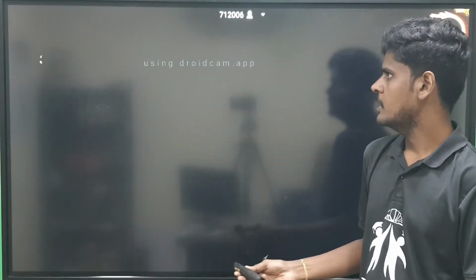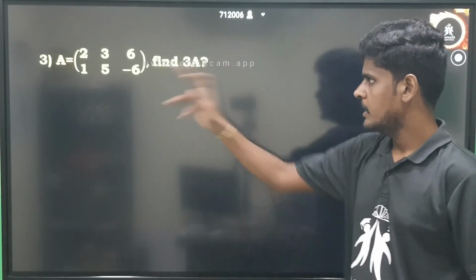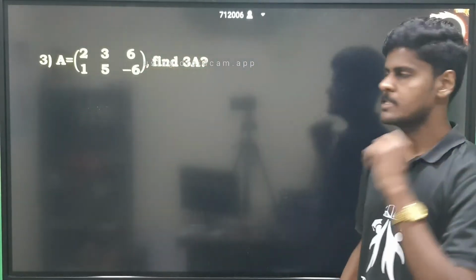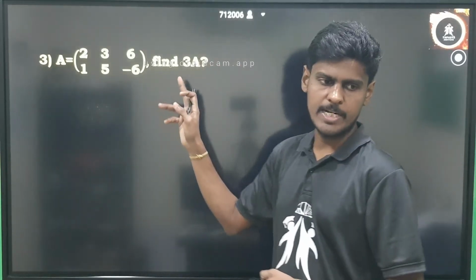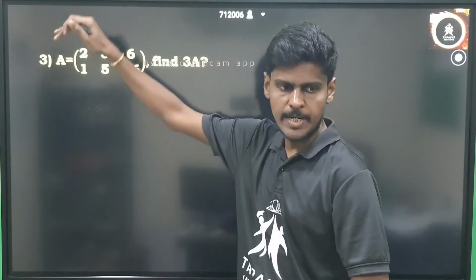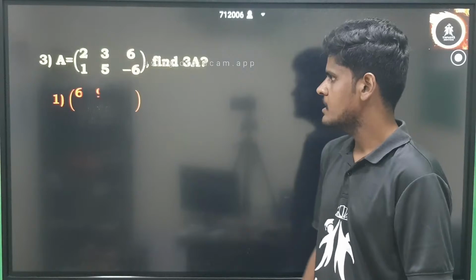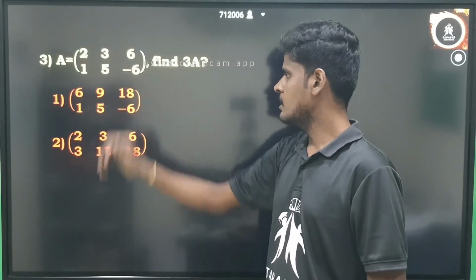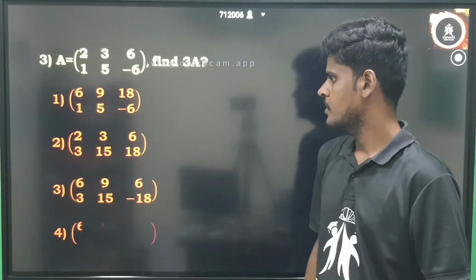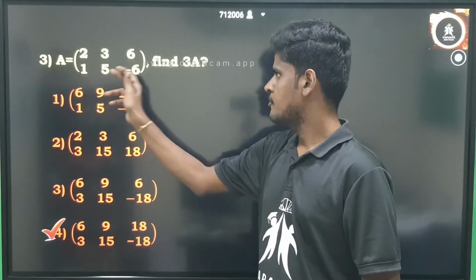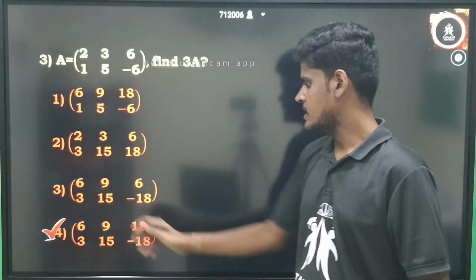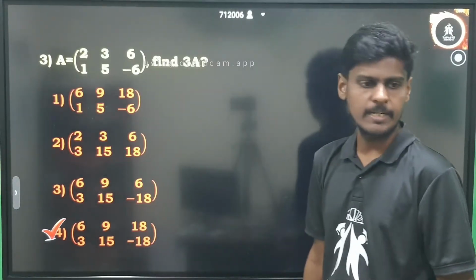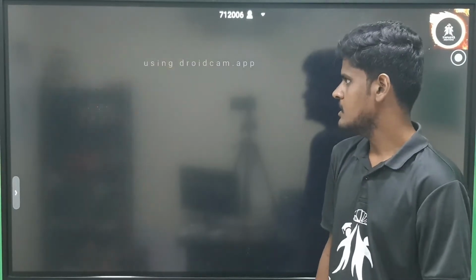Yes. Next question. A is a matrix. Find 3 times A. Again, a scalar multiple of A. When we have to multiply a number to the matrix, multiply all the elements in the matrix. So what is the answer? 3 into 2 is 6, 9, 18, and 3, 15, minus 18. So the answer is 6, 9, 18, 3, 15, minus 18. Easy questions.